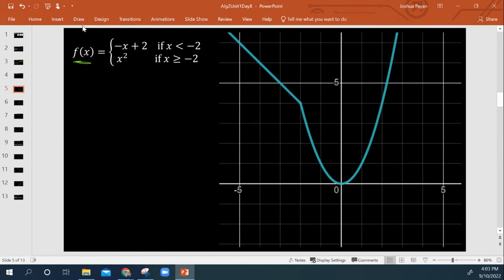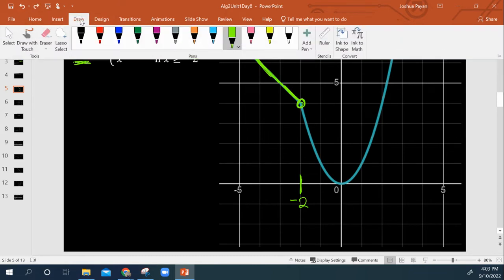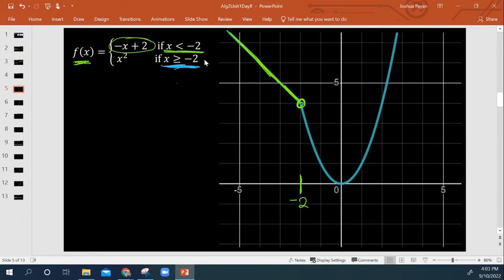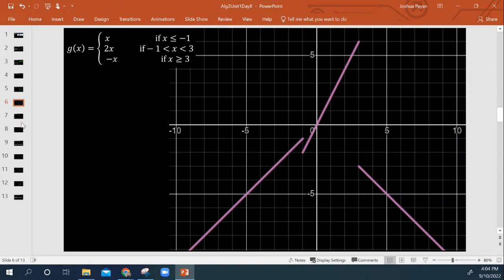So what we see is f of x is behaving this way whenever x is less than negative 2. So here is negative 2, and it's behaving like negative x plus 2 until we get to this point right here at x is negative 2, and it behaves that way everywhere less than negative 2. Then whenever x is negative 2 or greater, it behaves like a parabola, namely y equals x squared. And that's where we see this right here in blue. It begins to behave like a parabola everywhere at negative 2 and past that. Okay, so that's all a piecewise defined function is.